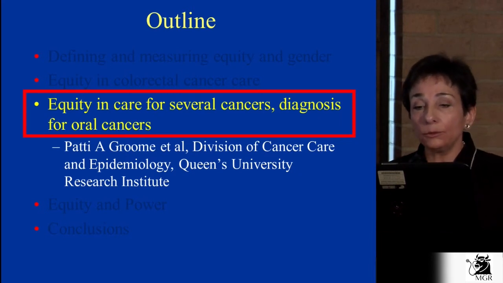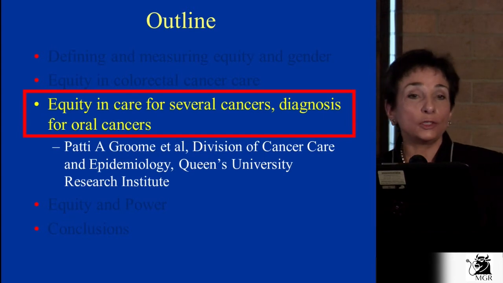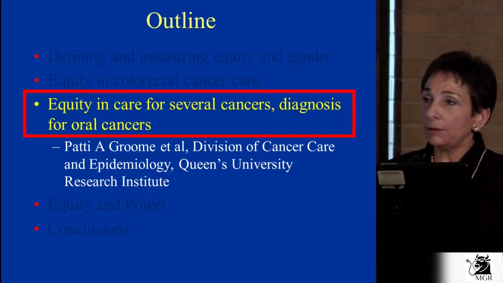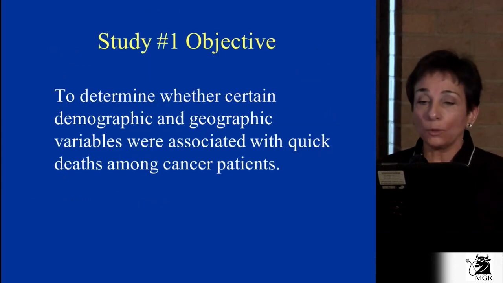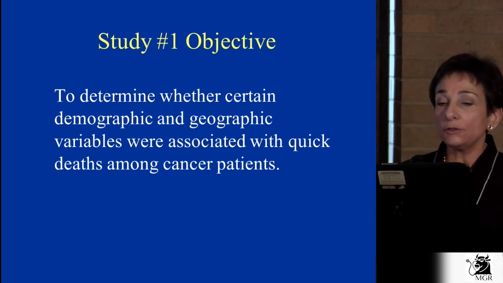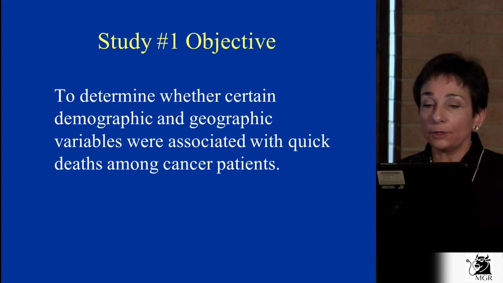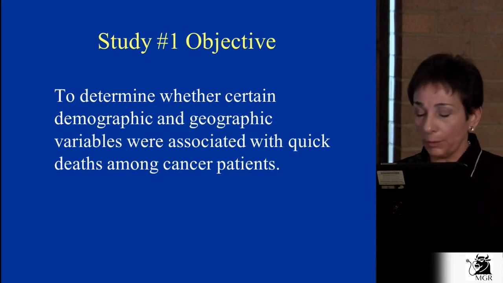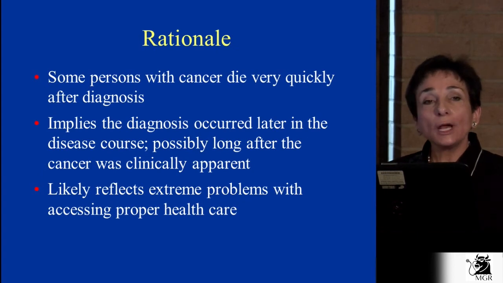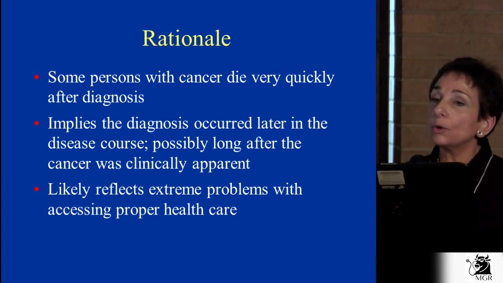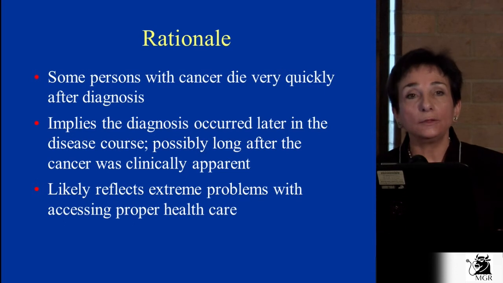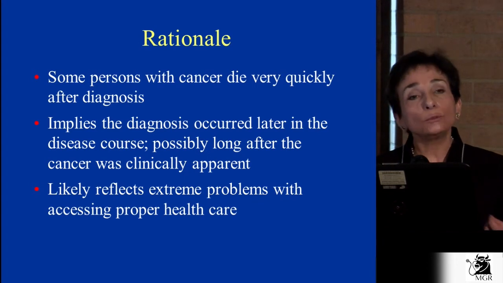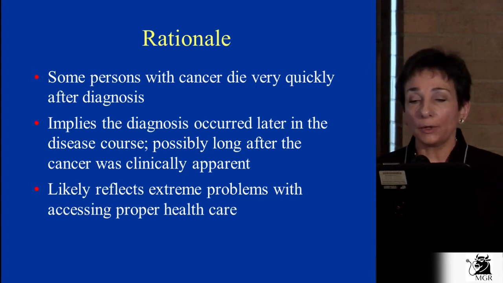Another colleague of mine, Patty Groom, who works in the Division of Cancer Care Epidemiology at Queen's University, has done a lot of work in this area. And she looked at equity in care for several cancers, and specifically for diagnosis of oral cancer. So in the first study, she was interested in determining whether certain demographic and geographic variables were associated with quick deaths among cancer patients. The rationale for this is that some persons with cancer die more quickly after a diagnosis than others. It implies that the diagnosis occurred later in the disease course and possibly long after the cancer was actually clinically apparent. And it likely reflects an extreme problem with access to proper health care.